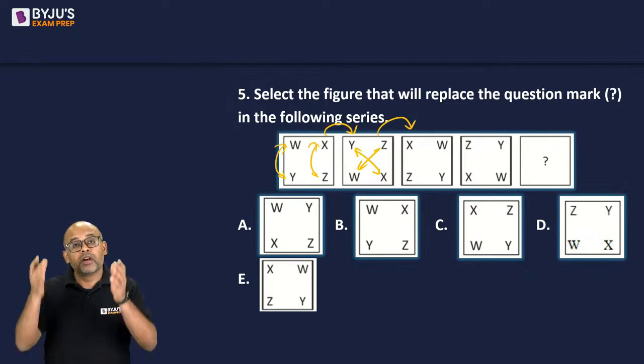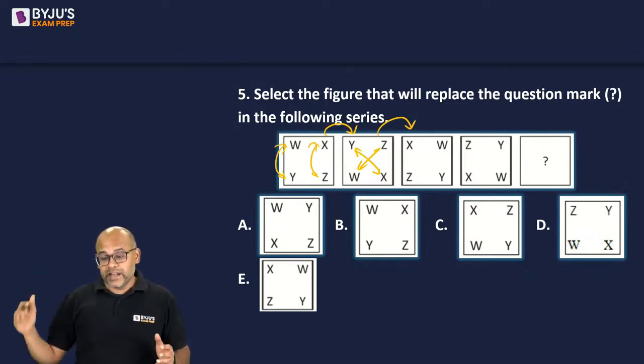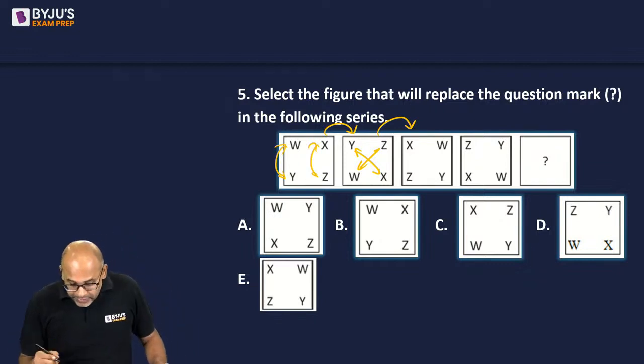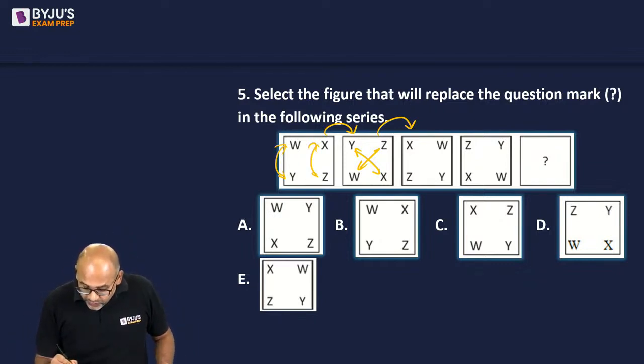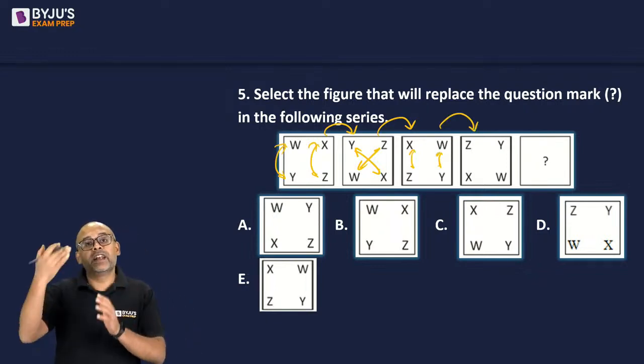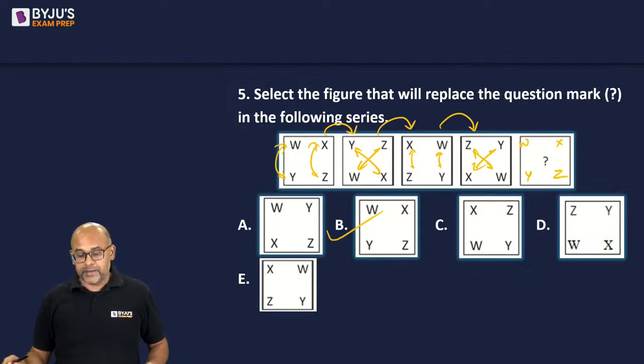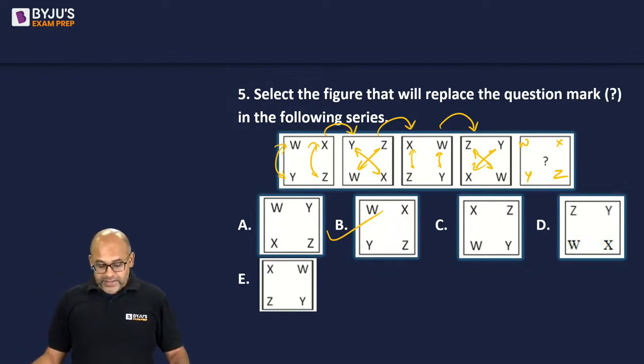So first vertical rearrangement, then cross diagonal rearrangement. Then again look at it. Again this is vertical rearrangement and that's how I'm going to get this. So the logic is vertical, then diagonal, then vertical, then the next one should be diagonal. So this should be X, this should be Y, this should be W and this should be Z. So W, X, Y, Z is B.